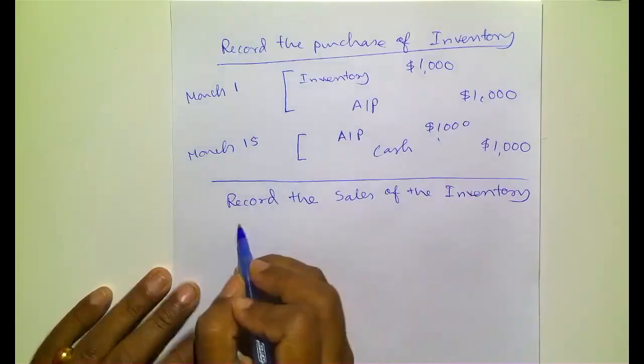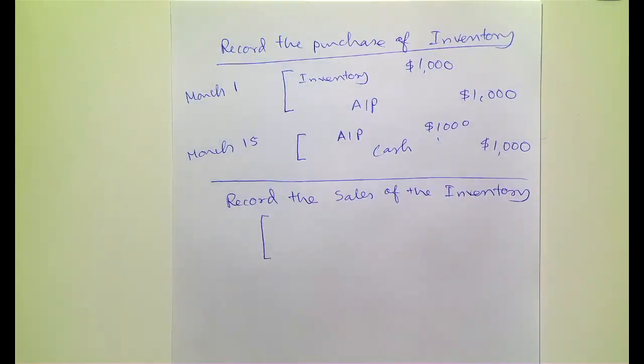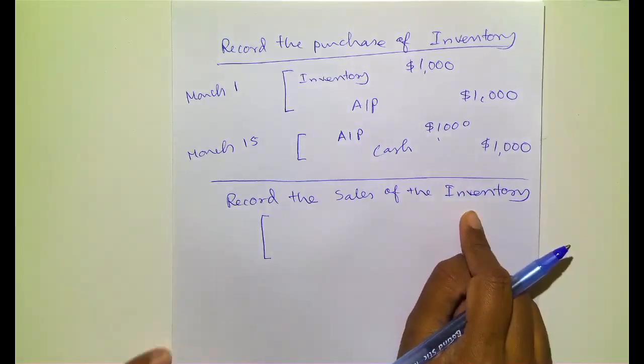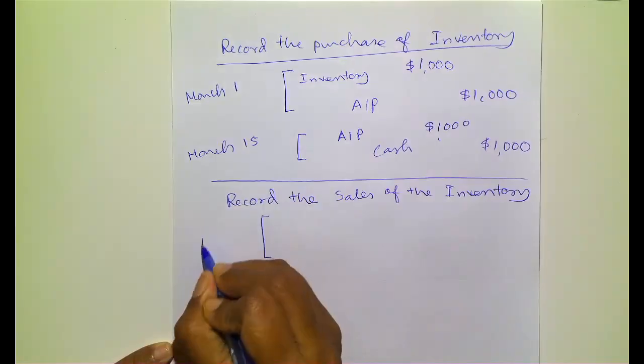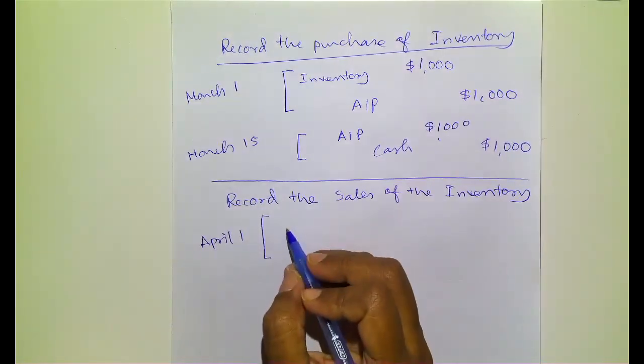So, when I sell it, I have to record two entries, if you remember. One is the sales revenue entry, another is the cost of goods sold entry. If I sell the inventory, let's say it's cash sales, and I sold it on April 1st, what will be the journal entries? It's a cash sale: sales revenue.